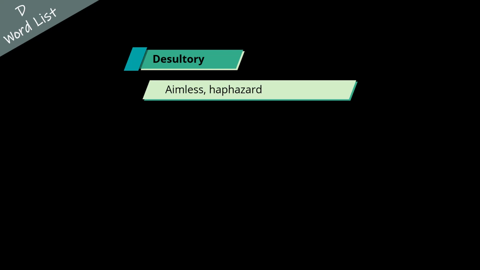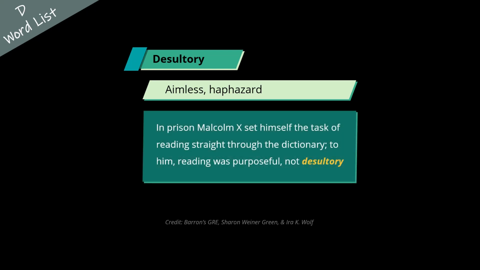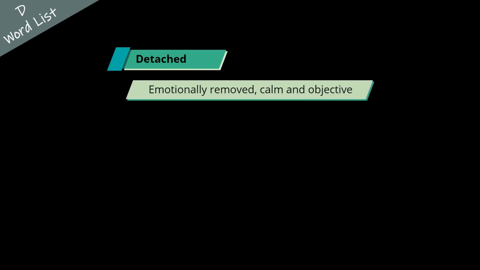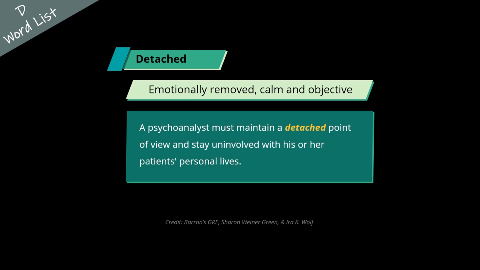Desultory means aimless, haphazard. For example, in prison Malcolm X set himself the task of reading straight through the dictionary. To him, reading was purposeful, not desultory. Detached means emotionally removed, calm and objective. For example, a psychoanalyst must maintain a detached point of view and stay uninvolved with his or her patients' personal lives.